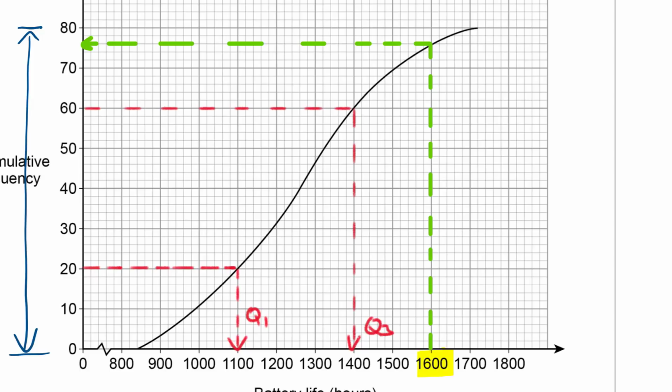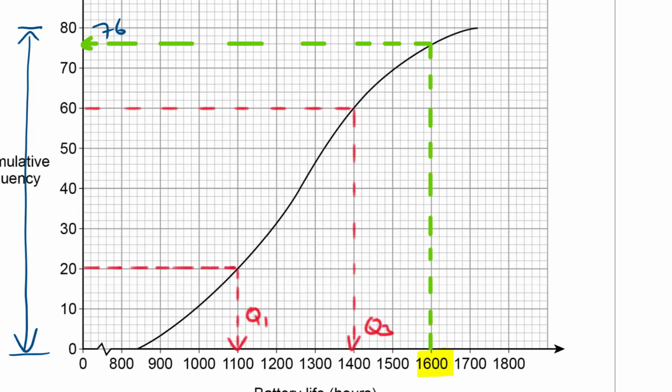Right, so what's that value there then? That reads to me like 76. So up there is 76. Now what does that tell me though? That tells me that 76 batteries had a battery life of 1600 hours or fewer.